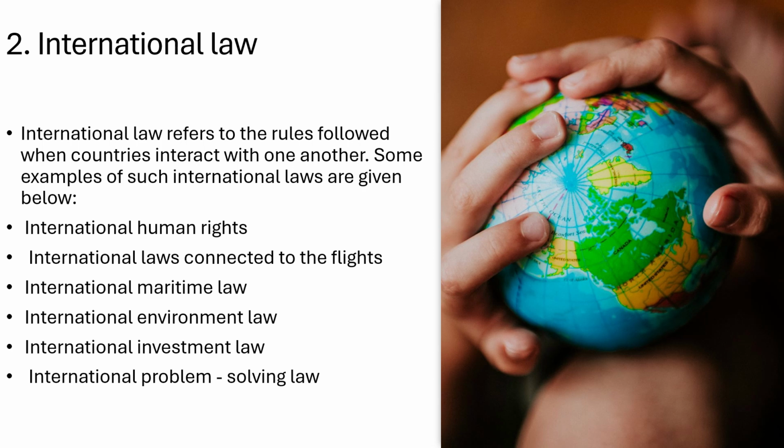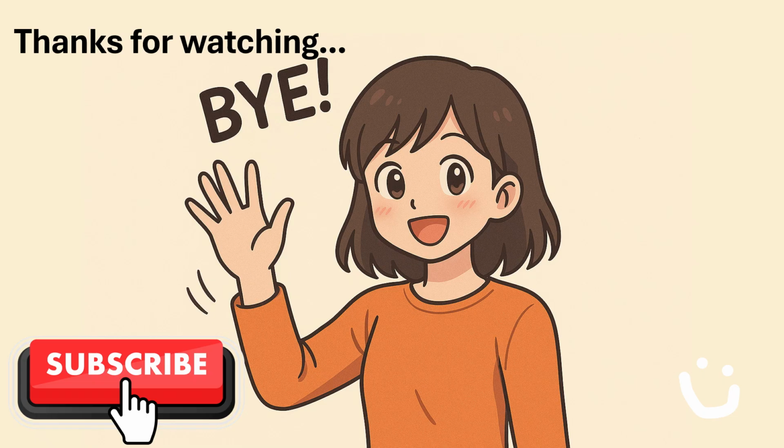Now we have a much easier thing to study than domestic law, which is international law. International law refers to the rules followed when countries interact with one another. Some examples of such international laws are given below: international human rights, international laws connected to flights, stuff like that. Just study 5 or 3. Mostly I think you should study 4. Even though there's 6, just study the ones that are easy to remember for you guys.